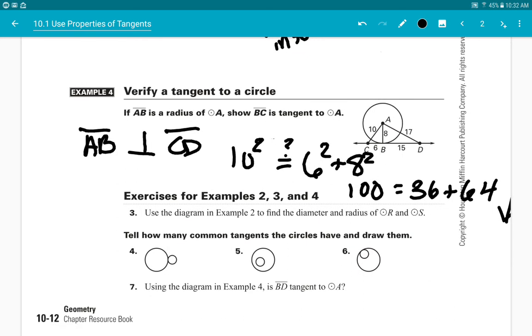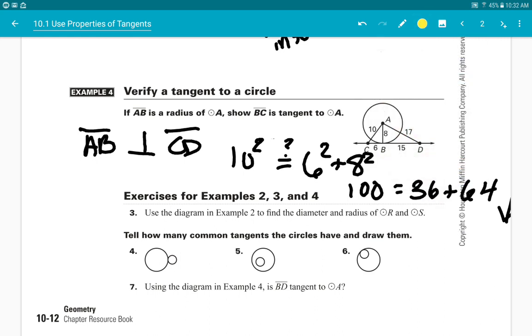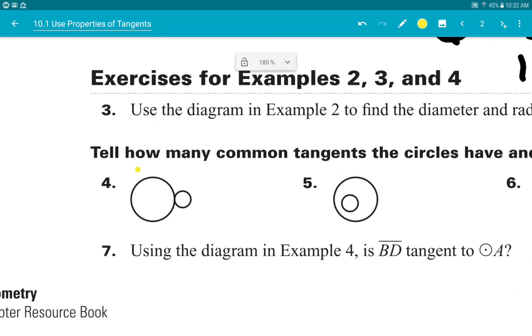Number 4, tell how many common tangents the circles have and draw them. Number 4 is actually going to have 3 common tangents. So let me try to draw these. Zoom in a little bit maybe. That's 1, that's 2, that's 3. So 3 common tangents.